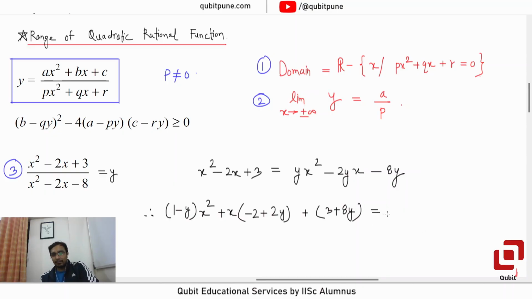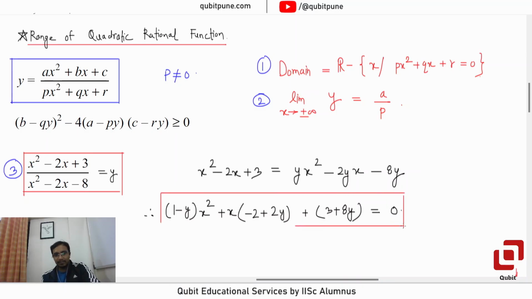This is equal to 0. Now, do you agree that this particular equation should be satisfied for all values of x? Because look at this, except perhaps when the denominator is equal to 0, but that's not going to stop us from saying that this particular equation applies to all values of x. Do you agree to this?